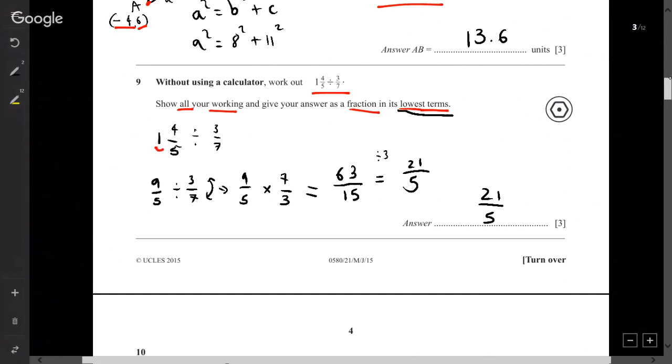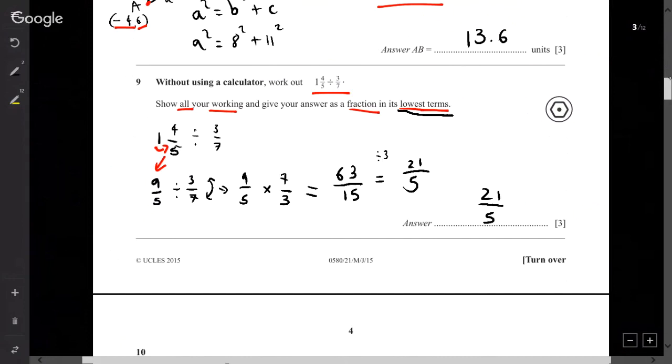So we're going to make it a top-heavy fraction by timesing 1 by the denominator, which becomes 5, and then we add it to the top, which becomes 9. So that's the first step, make that a top-heavy fraction, 9/5, divided by 3/7. Next up, you might remember from back in the day when you learnt to do fractions, to divide, we can actually just swap this round, turn it over, and then times them. So that's what I've done. I've changed 3/7 to 7/3, and I'm going to times them together.